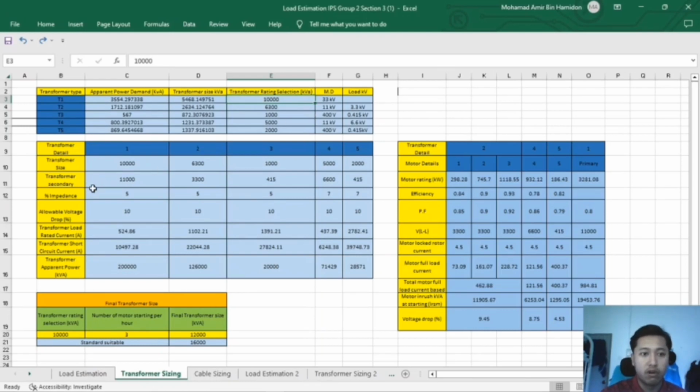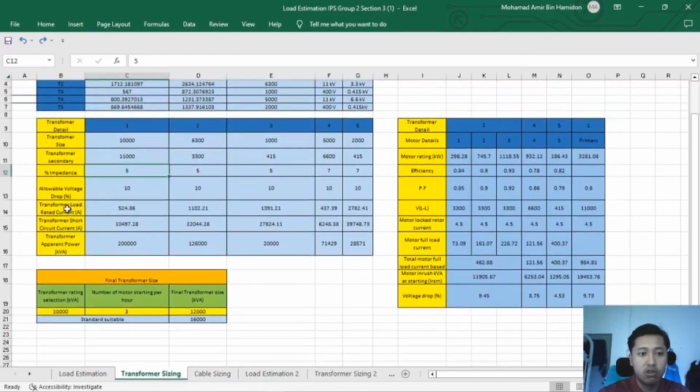For the transformer secondary, we use the typical rating also given in the lecture slide. So we assume the transformer secondary is 11,000 for T1, T2 is 3,300, T3 is 415, T4 is 6,700, and T5 is 415. For the impedance, we also choose from the rating given. For transformers 1 to 3, we choose 5%, and for transformers 4 and 5, we choose 7%.